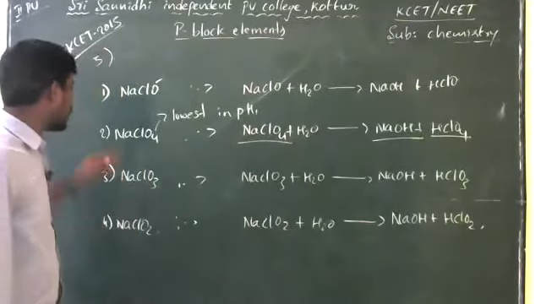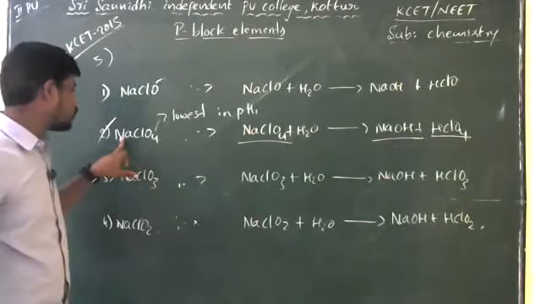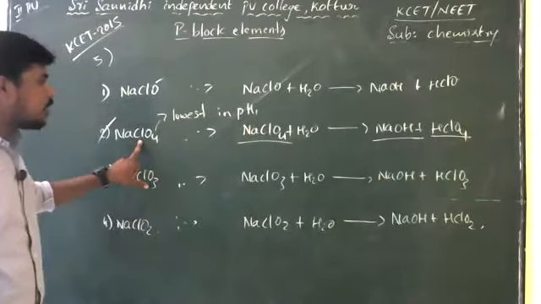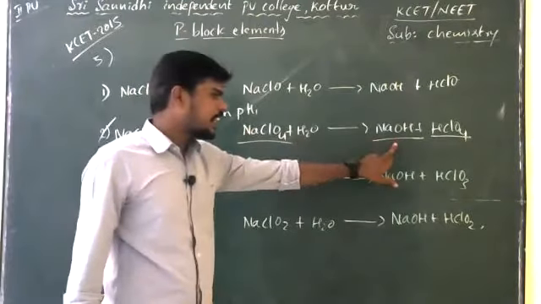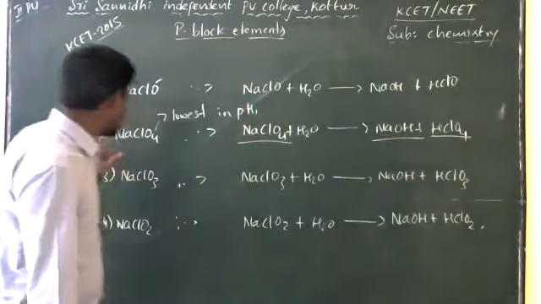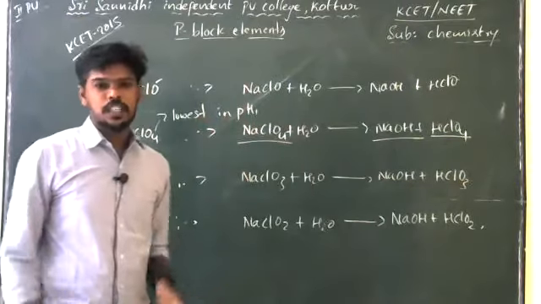So what is the answer? Here the second one is the answer. This compound, sodium perchlorate, reacts with water to release NaOH and also HClO4. And the answer again, second one is the answer. So this has the very lowest pH value.